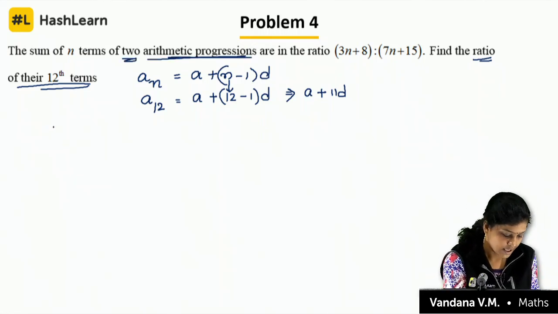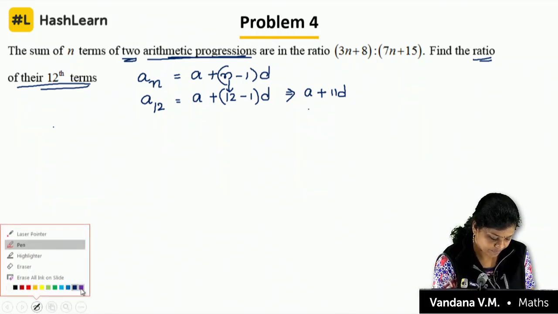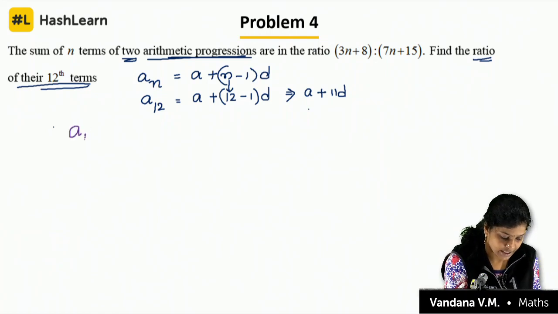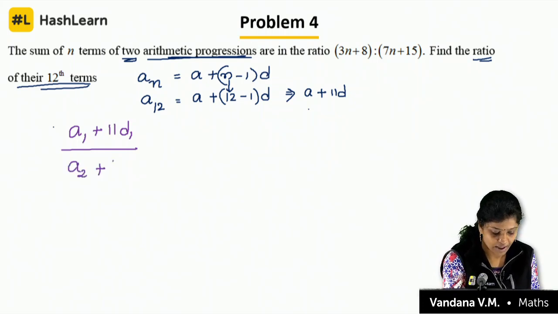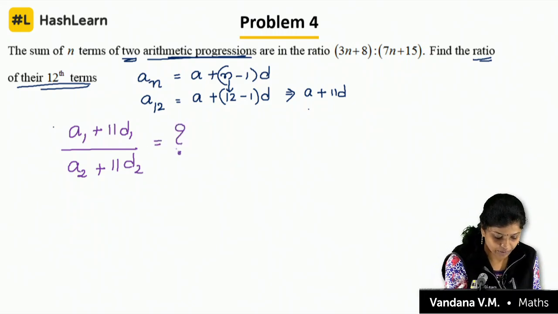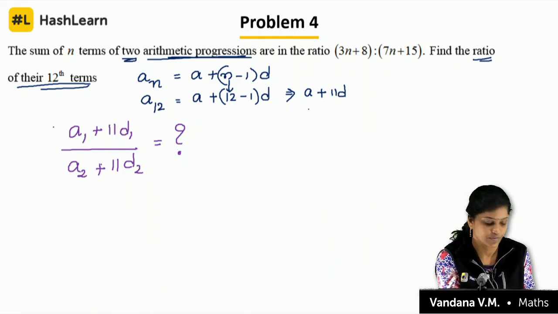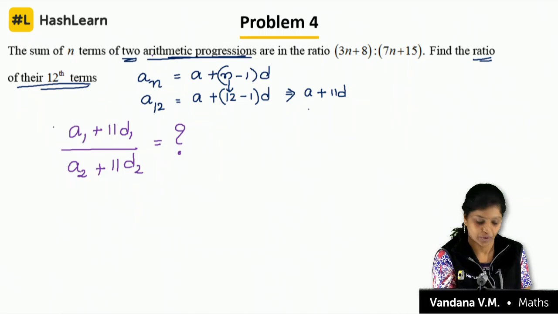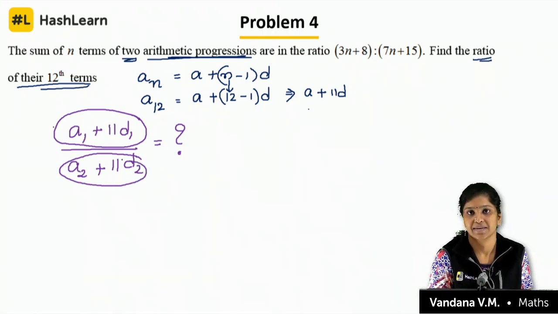That means the first series is a1 plus 11d1, because we want some difference, right? Next, a2 plus 11d2. This ratio I have to find out. Now understood the question, right? Find the ratio of the 12th terms of these two arithmetic progressions. This is the 12th term of the first series. This is the 12th term of the second series.